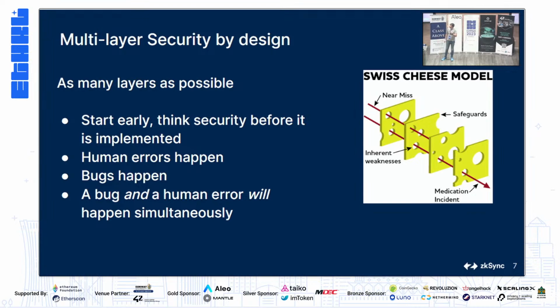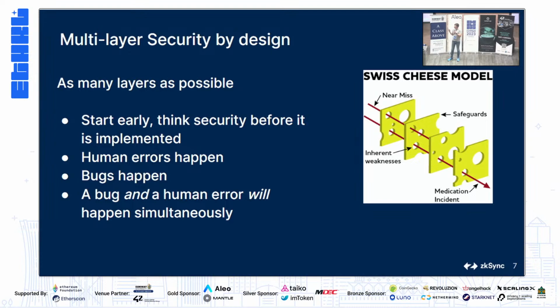Just imagine it as a Swiss cheese. Each layer is a slice of the cheese. It has holes where the threats can go through. But when you stack everything together, there are not so many possibilities that the threat goes through all the holes and becomes an incident. So the idea is to create as many layers as possible.